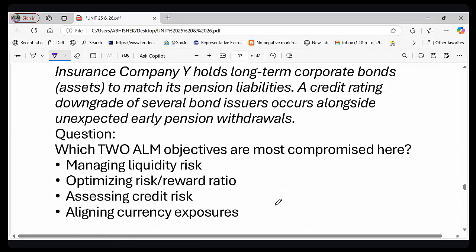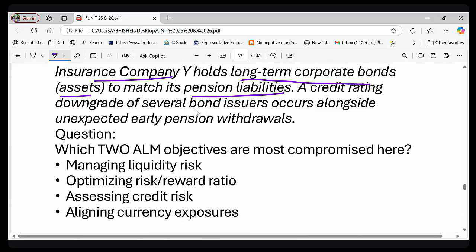So let's try to solve this question. So friends, the question is asking you to imagine you are working at an insurance company Y, right, which holds long-term corporate bonds. This insurance company holds long-term corporate bonds as an asset, right? What is the purpose of these bonds? The purpose of these bonds is to match its pension liability. Now here is where things get tricky.